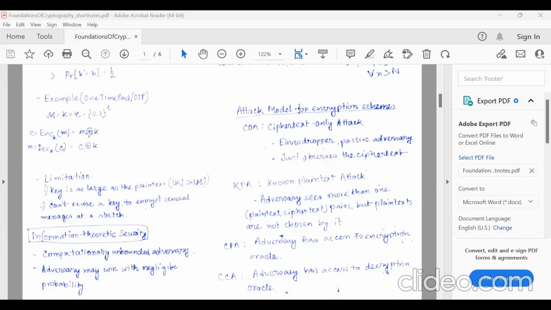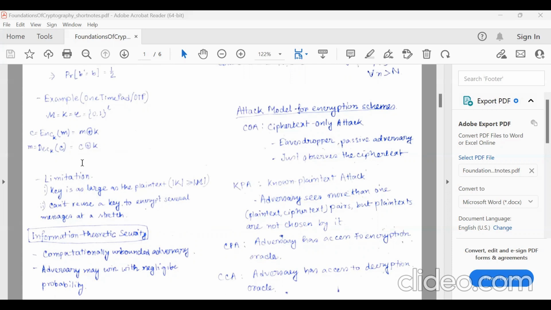Because if you encrypt two messages M1 and M2 with the same key K, then you can obtain C1 XOR C2. That is, sorry, you can actually obtain the information M1 XOR M2 by doing XOR between the two corresponding ciphertexts C1 and C2, right? So you will have some partial information about the underlying message like that. So you cannot reuse the key.